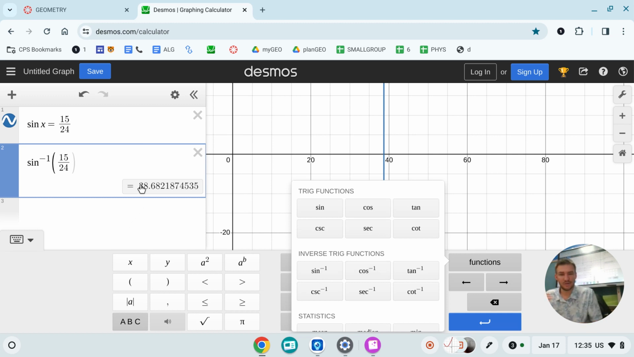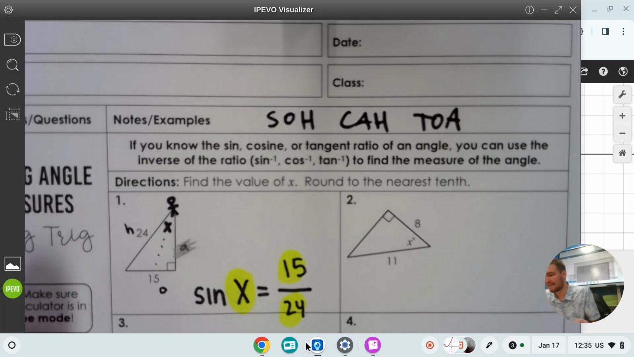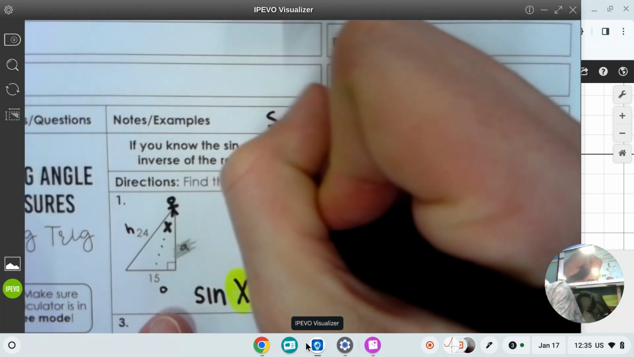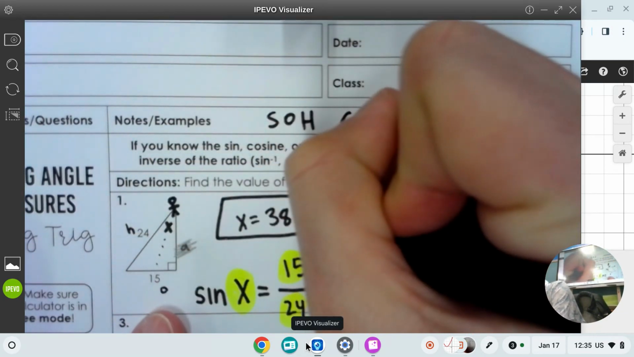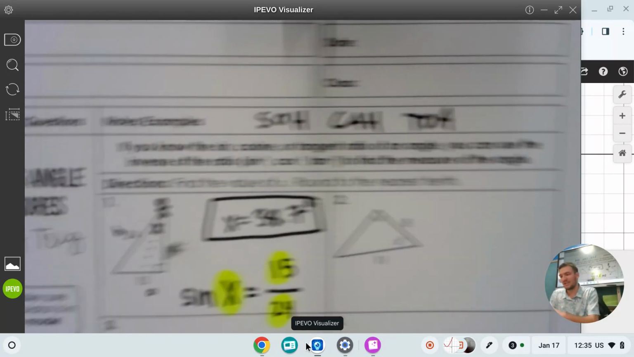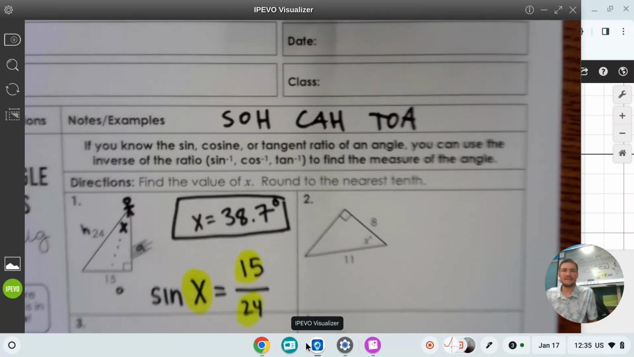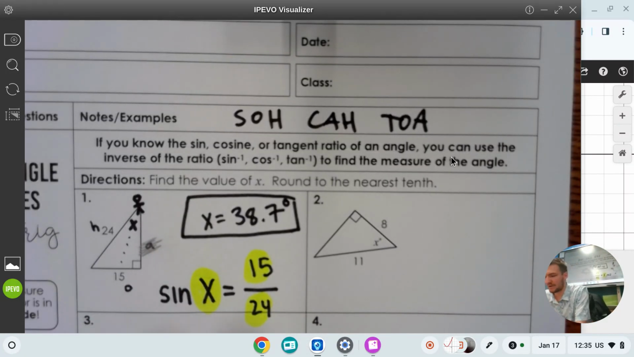So let's do this one. Let's move on. 38.6, round it up, 38.7. X equals 38.7. I guess we can put a little degree mark on there because it is an angle. And let's just move on. Let's do one more. Let's see that this is not really all that crazy.